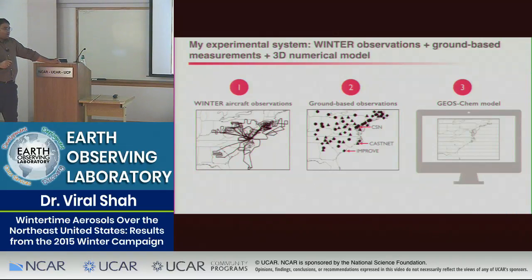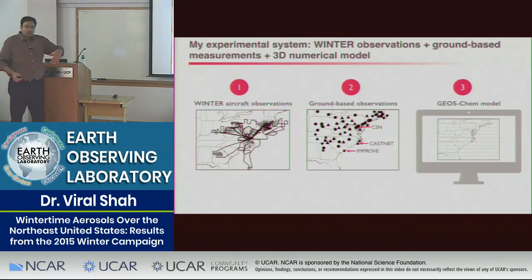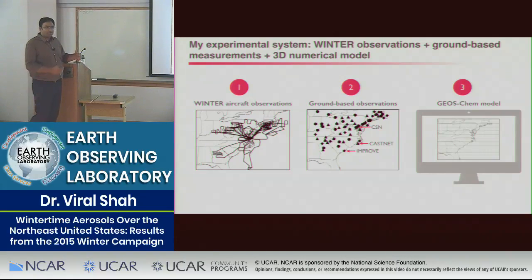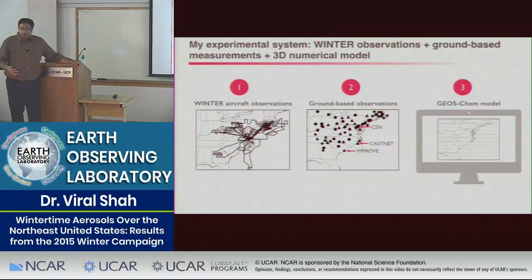So to figure out this wintertime chemistry, what we do is we combine the winter observations, that's the key, but we also bring in ground-based observations. There are these ground-based networks, CSN, CASTNet, IMPROVE, that are continuously measuring aerosol concentrations and composition throughout the US. And we use the help of the GEOS-Chem model, which is a 3-dimensional atmospheric chemistry model.